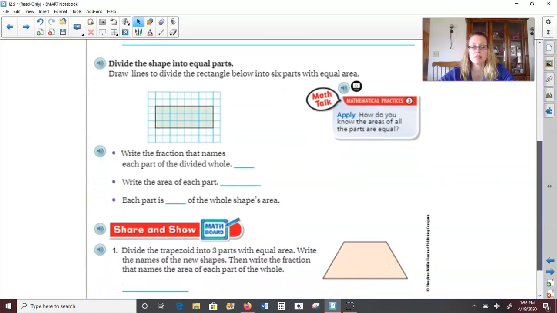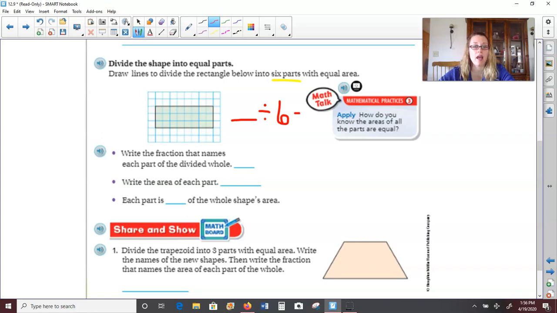Moving along, we now need to divide the shape into equal parts. Draw lines to divide the rectangle below into 6 parts with an equal area. So we want 6 parts to this shape, and we need to figure out how to split it. This can be kind of challenging. So one trick I always follow is first I count the area within the rectangle, and then if there's 6 total parts, I'm going to take the area and divide it by 6, and that's going to tell me what the area of each shape needs to be.